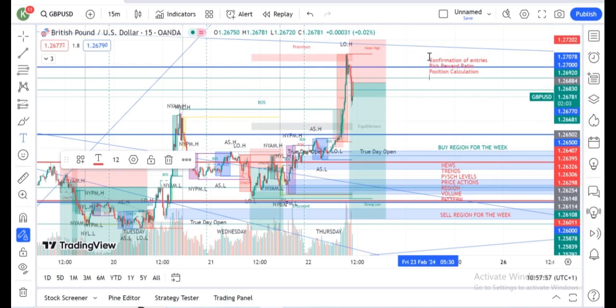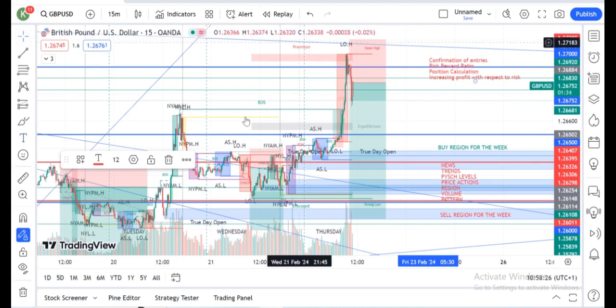So first I said we're going to look at confirmation of entries. Second, we're going to look at risk reward ratio. Third, we're going to look at position calculation. Then finally we're going to look at increasing profits with respect to risk. These are the things we'll pay attention to.